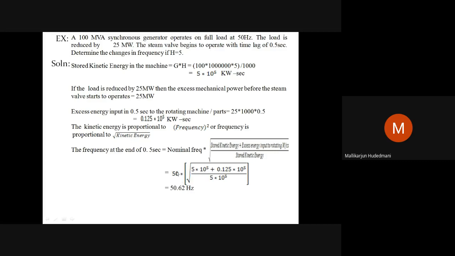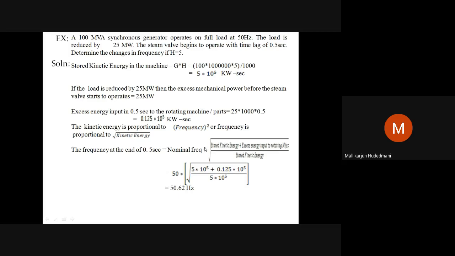50 was the nominal frequency when it was delivering full load. Suddenly 25 megawatt is reduced. Then frequency must shoot above 50 hertz. You can see here: nominal frequency it was working at, into the square root of the energy ratio. The energy stored was 5 into 10 to the power 5, the original kinetic energy in the rotating machines, plus the accumulated energy for the duration of 0.5 second, which is 0.125, total over the original energy in the rotating system, under the square root. This ratio into base frequency gives the revised frequency.